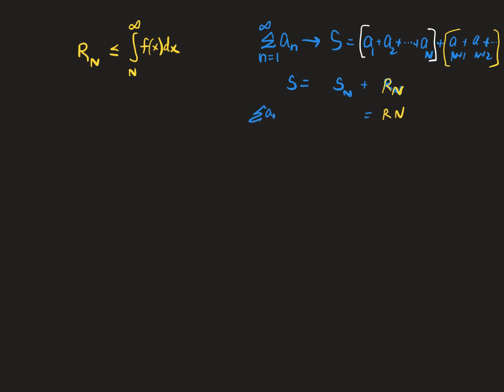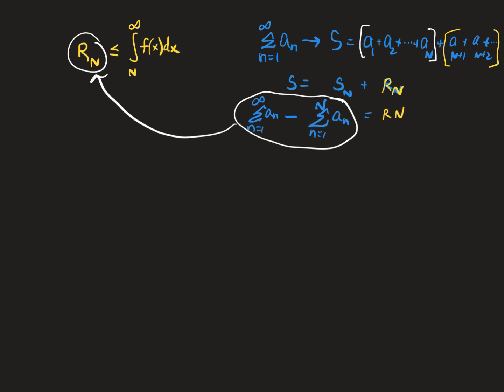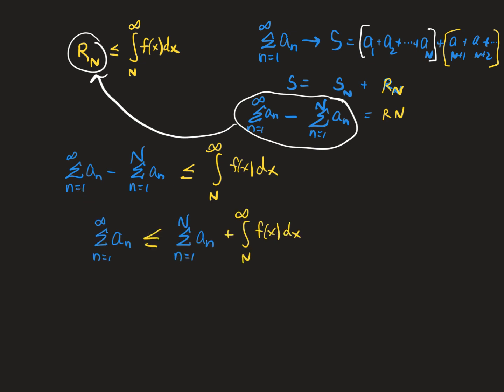In other words, the sum of all the terms minus the sum of the just first capital N terms. Well, that's it. This is the nth remainder. We can just substitute it in there, and let's see what we get. I will just add this expression to both sides, isolating this. And obviously the infinite sum is larger than the partial sum.